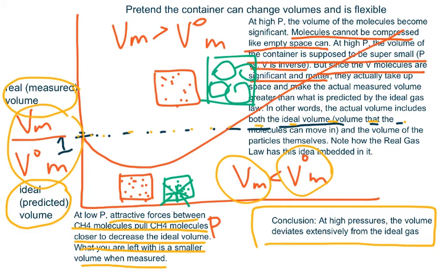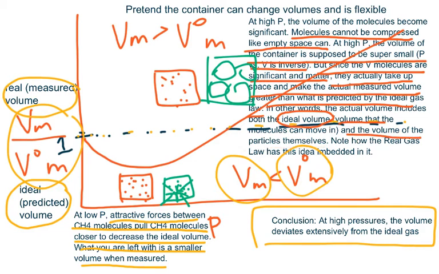So when they begin to matter, they actually take up space and make the actual measured volume greater than what is predicted by the ideal gas law. So this is greater than what is predicted by the ideal gas law. In other words, the actual volume includes both the ideal volume, or the volume that the molecules can move in, plus the volume of the particles themselves.